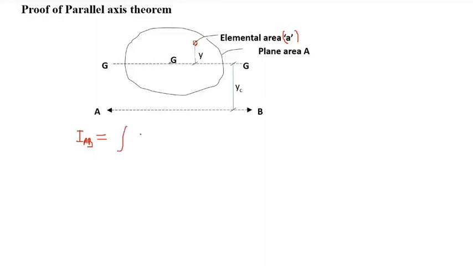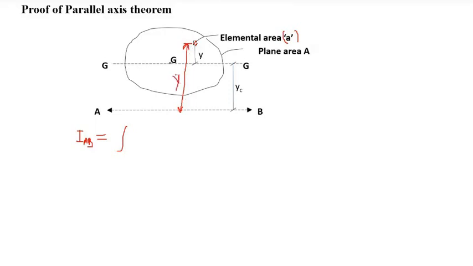You have integral y square dA, isn't it? But what is y here? Y is nothing but the distance from here to here, right? Because for IAB, we need the moment of inertia about this axis, so we need to consider that perpendicular distance from here to here.